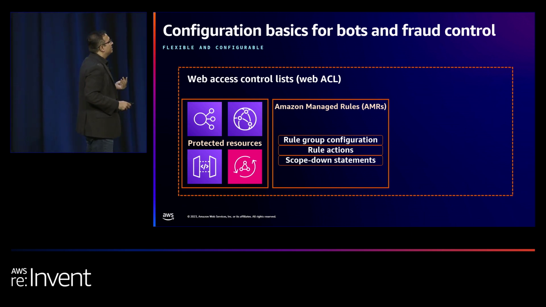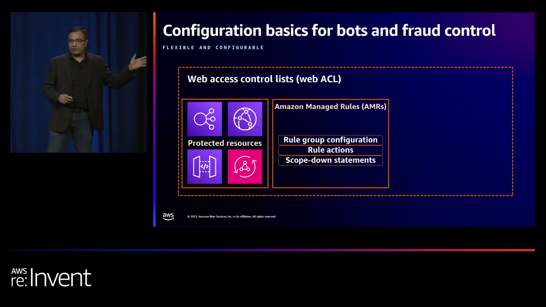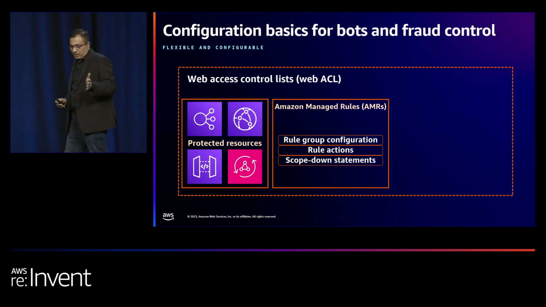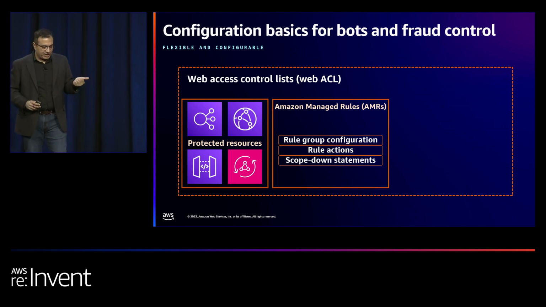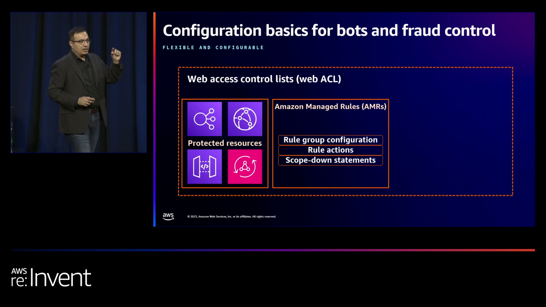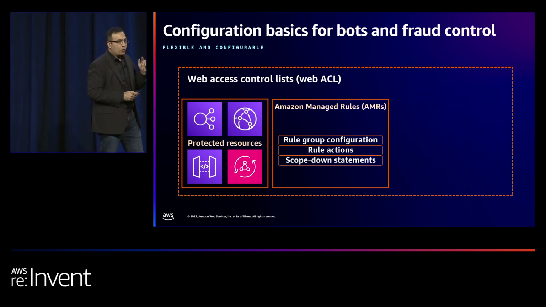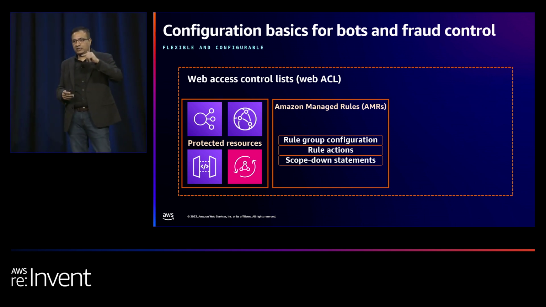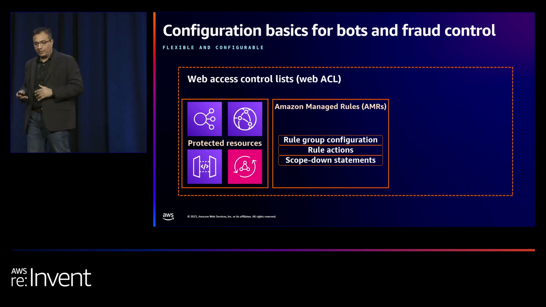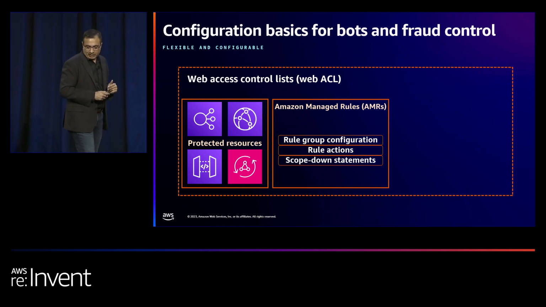In order to start with bots and fraud, you would add one of the bots and/or fraud AMRs. The AMRs have 2 kinds of configurations. The first kind of configuration is the rule group configuration. The rule group configuration applies to all the rules within the rule group. And the second level of configuration is the action that you want to take for each rule. So each rule comes with a set of actions, and you can change those actions depending upon how you want AWS WAF to process the request.